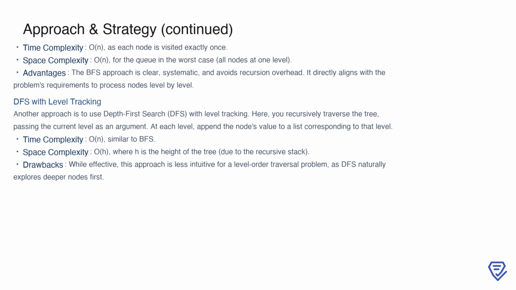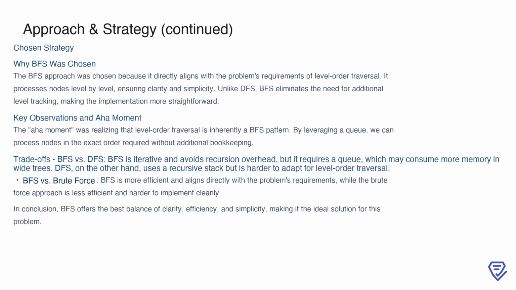Another option to consider is depth-first search, or DFS, combined with level tracking. Here, we traverse the tree recursively, passing the current level as an argument to ensure nodes are appended to the correct levels list. While DFS yields a similar time complexity of O(N), the space complexity is O(H), where H is the height of the tree, due to the recursive stack. However, DFS is less intuitive for level-order traversal since it naturally explores deeper nodes first, making it harder to achieve a clean level-by-level result.